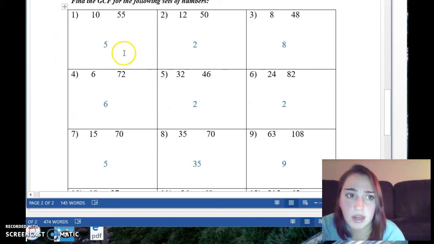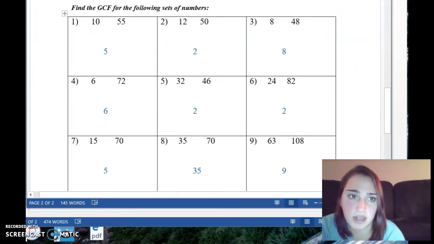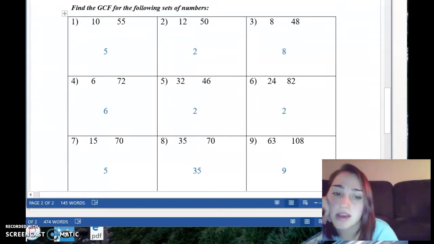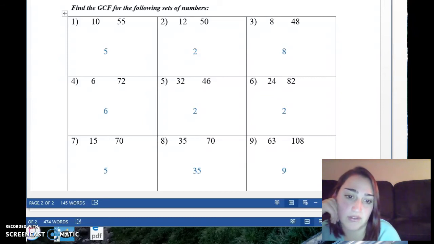So here we are. Your greatest common factor for 10 and 55 is just going to be a 5. Okay? So 5 times 2 gives you 10, and 5 times 11 gives you 55. There's nothing higher than that they have in common. Okay? Yours should have the numbers listed.